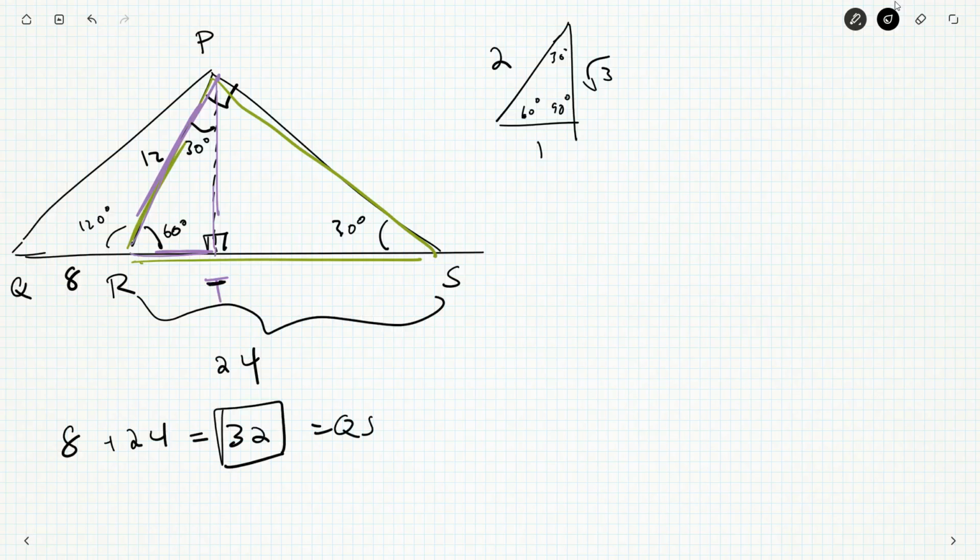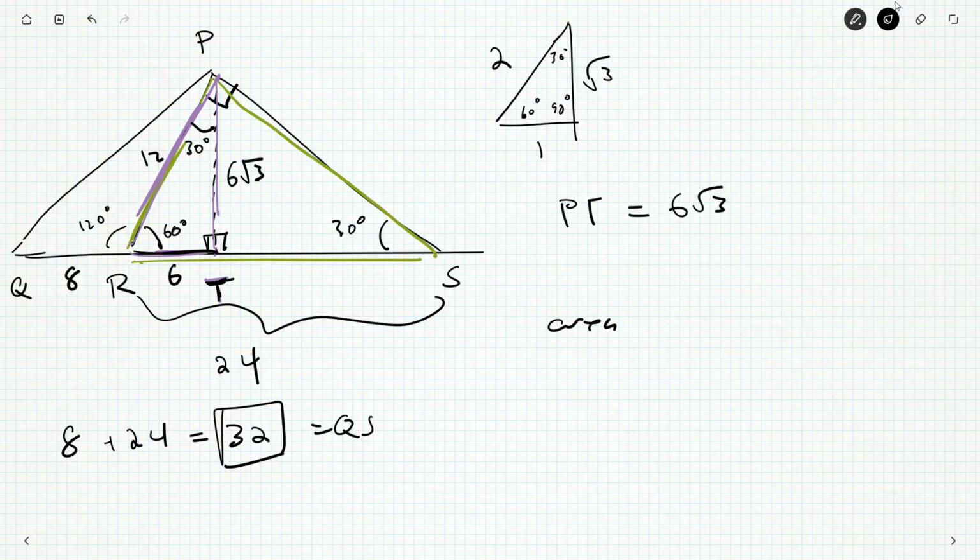Now how about the height, PT? So we've got our point T here that gives us the altitude. Well, we've got another right angle triangle, another 30, 60, 90 triangle, but now 12 is the hypotenuse. So the side opposite 30 degrees should be half of that, and therefore 6. And the side opposite the 60 degrees should be root 3 times that 6. So PT is 6 root 3.